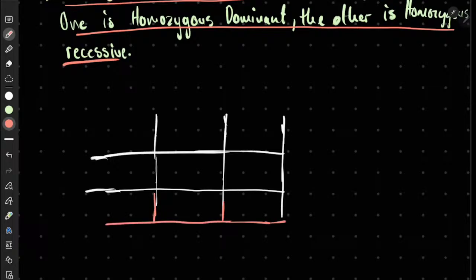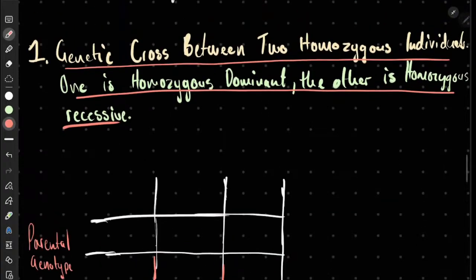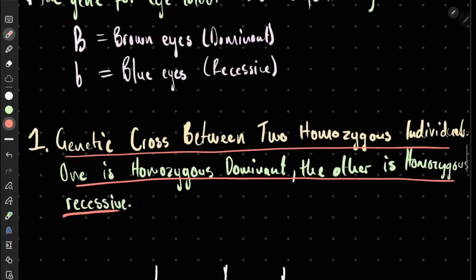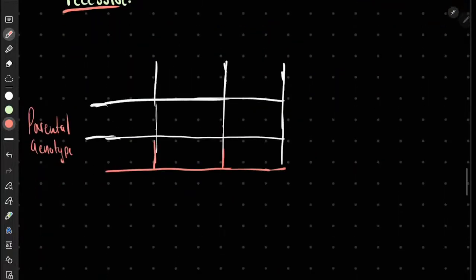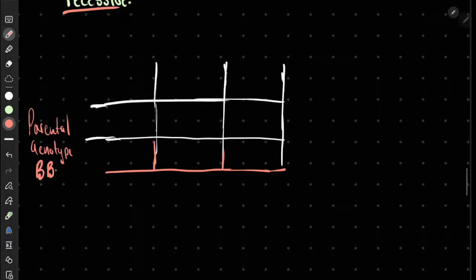Right. It's open like this. So now what you're going to do here is say, this side we have the parental genotype. You can put the parental genotype this side. They say one is homozygous dominant. So if it's homozygous dominant, you take the dominant one, which is capital B. So you say this person has two big B's. Can we see that?